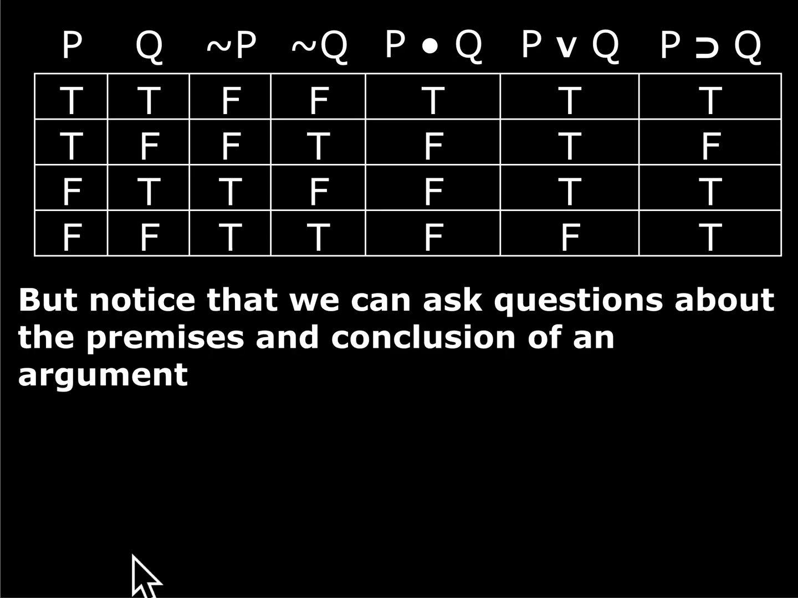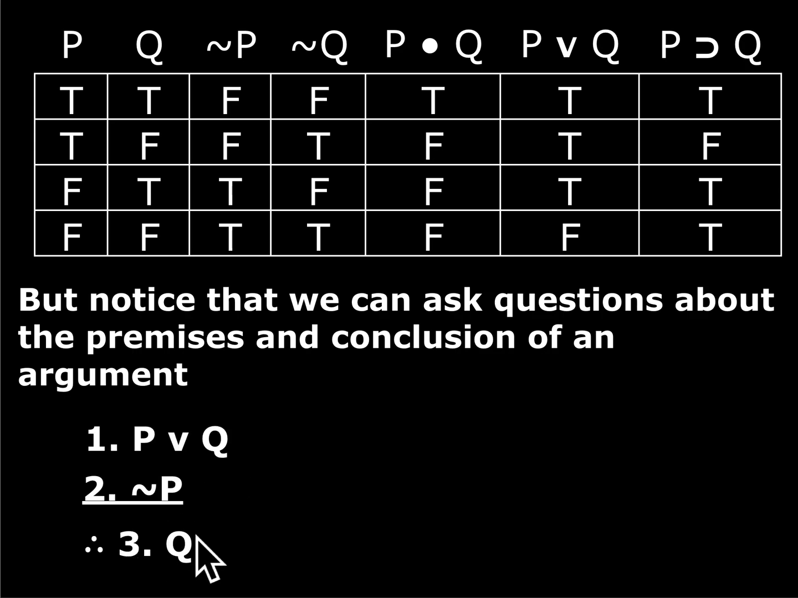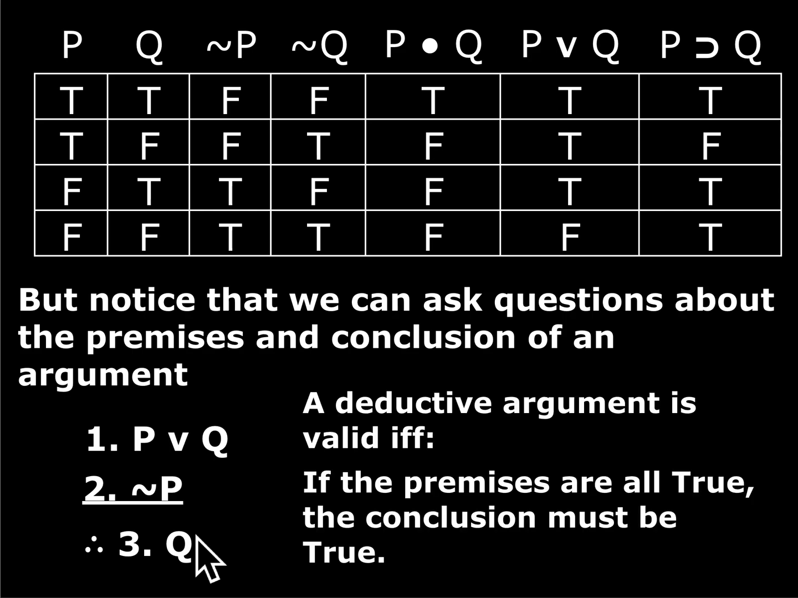Notice, though, that we can use this exact same method to ask questions about premises and conclusion of an argument, because those are just statements. What we've been doing so far is just asking about statements. If P or Q is true, but if P then Q is false, right? So those are just statements. And premises and conclusions are statements. So if I gave you an argument like this, we could ask questions like the question that's crucial for validity.